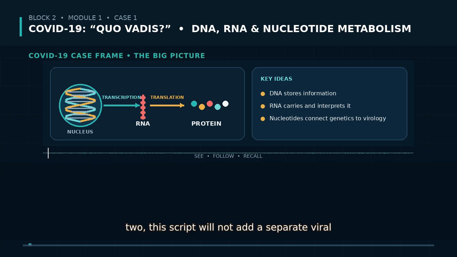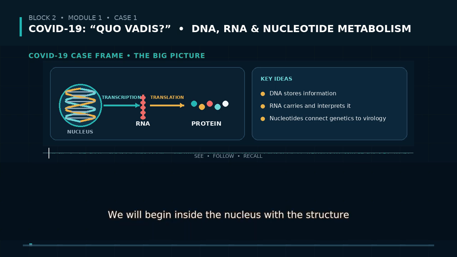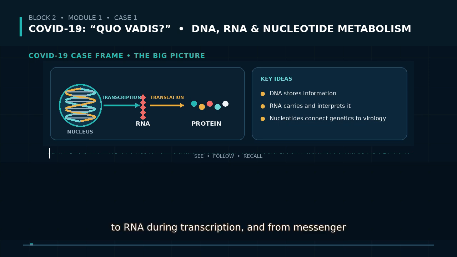Think of the topic as one continuous journey. We will begin inside the nucleus with the structure of DNA. We will then follow information from DNA to RNA during transcription, and from messenger RNA to protein during translation. After that, we will examine how DNA is duplicated before a cell divides.